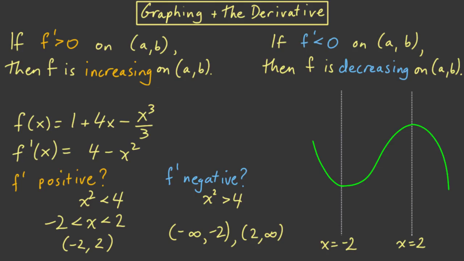Now, this doesn't tell us everything we might want to know about the graph. We don't know where it crosses the x-axis. We don't know how high this point is, or this point, where the graph turns around, in other words. But those things we can get with algebra. The calculus does give us a good sense of the overall shape of the graph, and that's definitely useful.